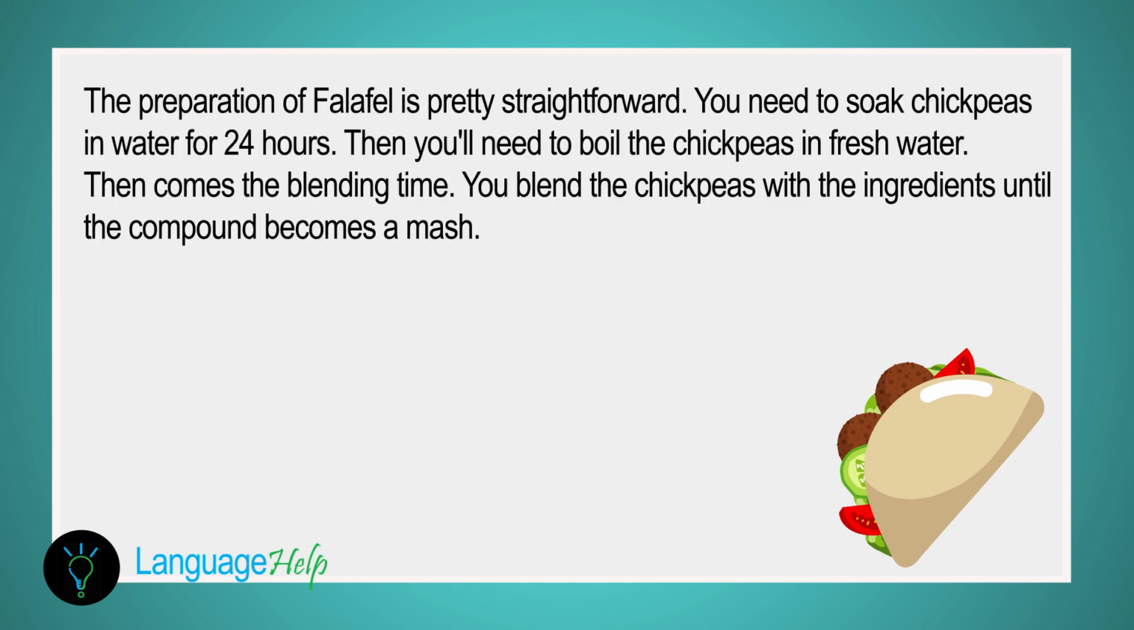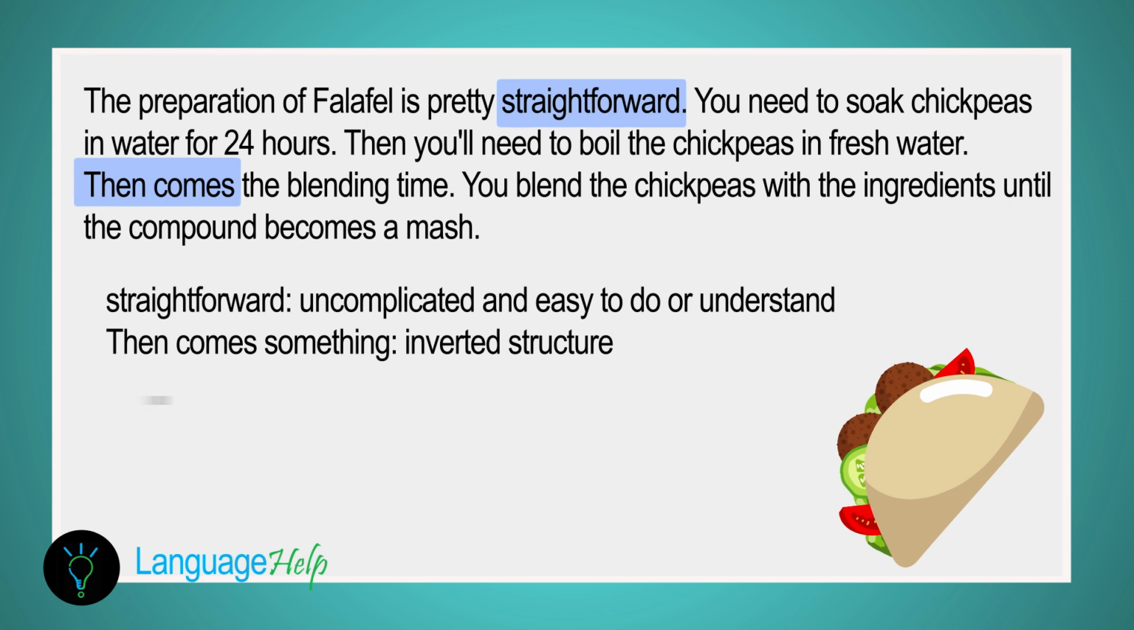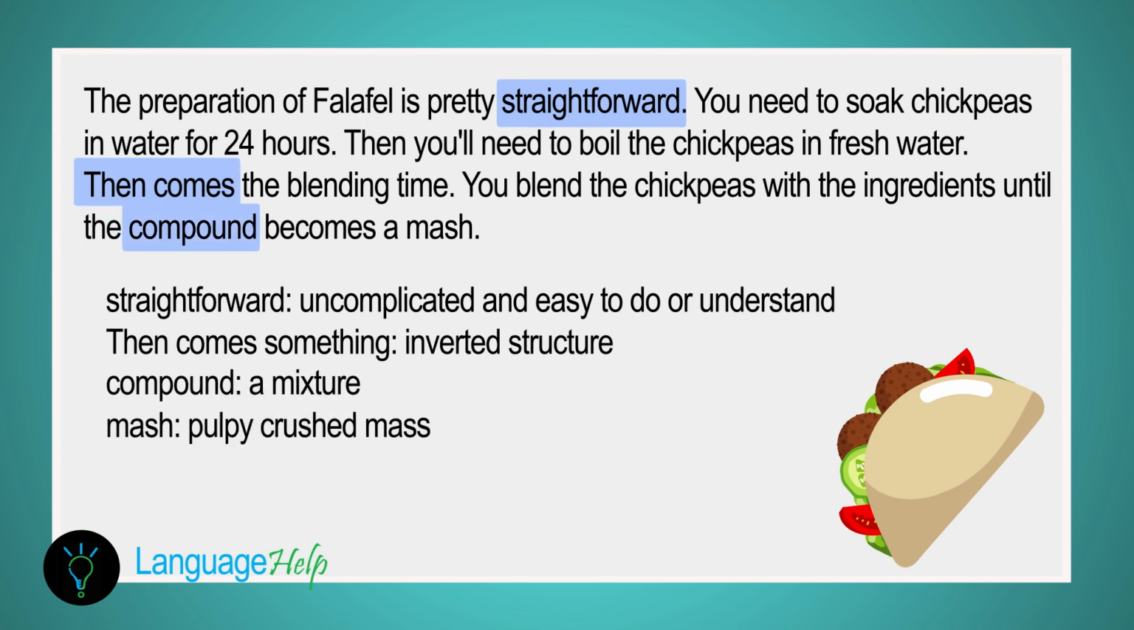The next cue is how you prepare it. Our answer is: the preparation of falafel is pretty straightforward. You need to soak chickpeas in water for 24 hours. Then you'll need to boil the chickpeas in fresh water. Then comes the blending time. You blend the chickpeas with the ingredients until the compound becomes a mash.